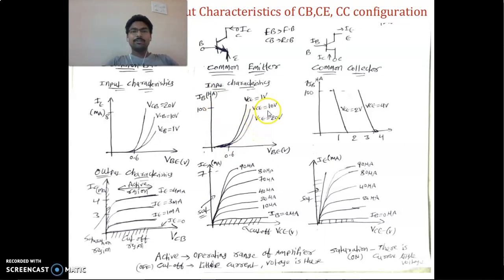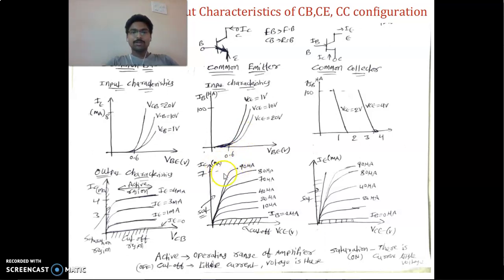If we keep VCE equal to 10 volts and increase the VBE voltage, then the current increases like this. For VCE equal to 20, the current is increasing like this. From this it is observed that the maximum current occurs for VCE equal to 1 volt at a constant VBE voltage. Now we have to plot the output characteristics.